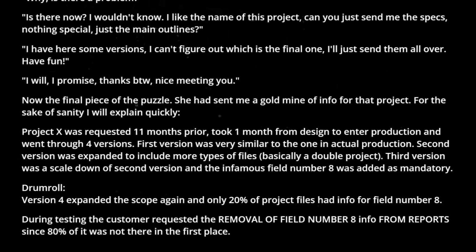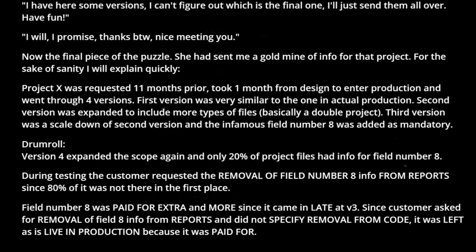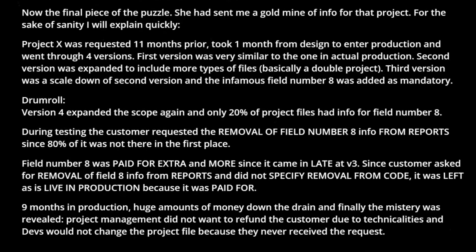During testing, the customer requested the removal of field number 8 info from reports since 80% of it was not there in the first place. Field number 8 was paid for extra and more since it came in late at V3. Since customer asked for removal of field 8 info from reports, and did not specify removal from code, it was left as is live in production because it was paid for. 9 months in production, huge amounts of money down the drain, and finally the mystery was revealed. Project management did not want to refund the customer due to technicalities, and devs would not change the project file because they never received the request.